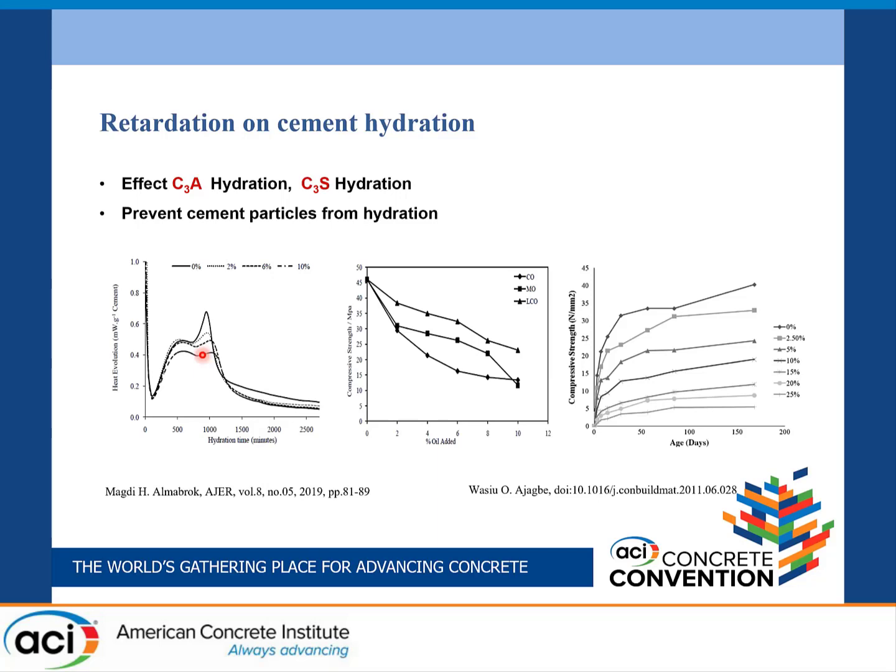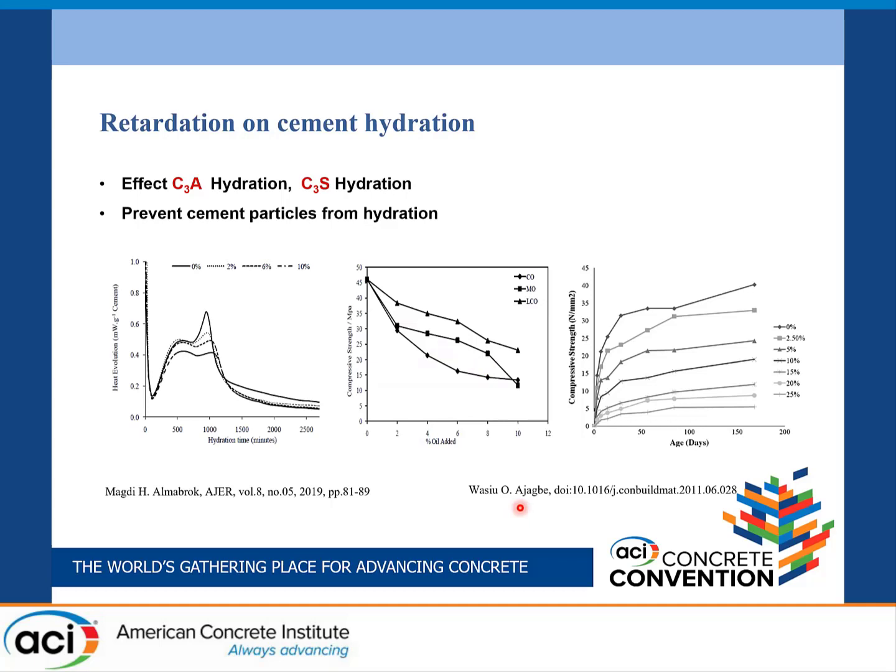On the basis of this result, it also affects the compressive strength. In this graph, they mention that canola oil, mineral oil, and liquid crude oil were used at percentages of 2%, 4%, and more. It shows that with the addition of these mineral oils or vegetable oils, the strength, the compressive property of the cement-based material, is also affected.